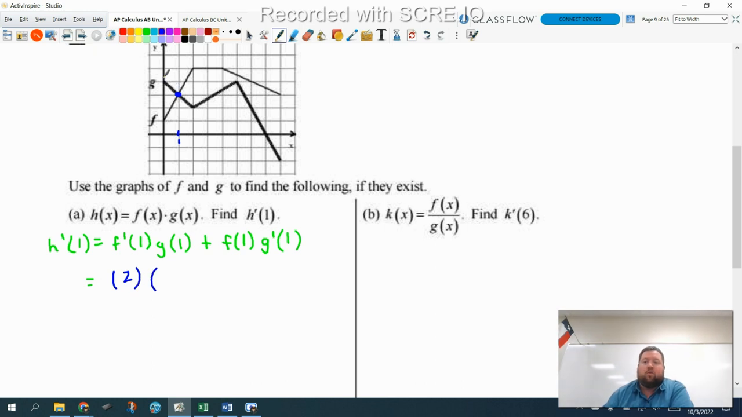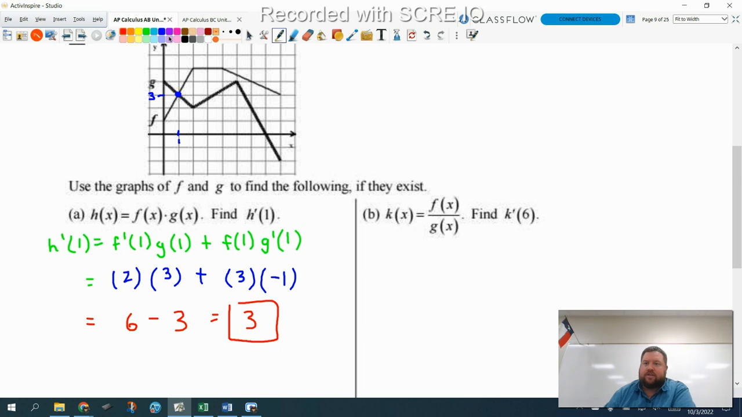g of 1, that is the y value of the point on g, and they happen to intersect right here. So they have the same y value of 1, 2, positive 3. f of 1, again, that's the y value of this point, which is 3. And then g prime of 1, so that's the slope of the g graph right here, and it looks like the slope is negative 1. So I end up with 6 minus 3, which is equal to 3.